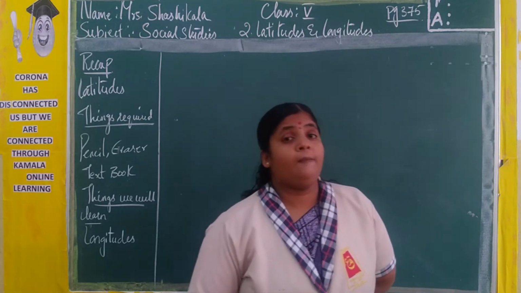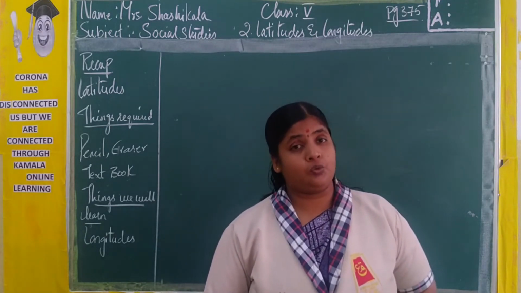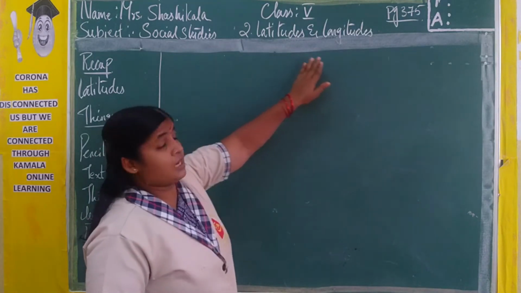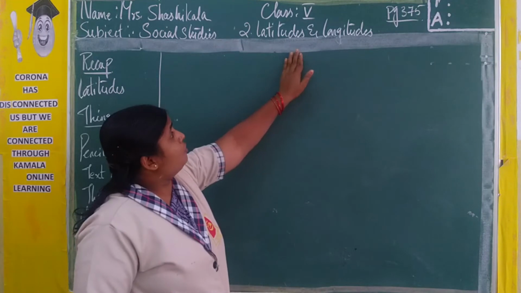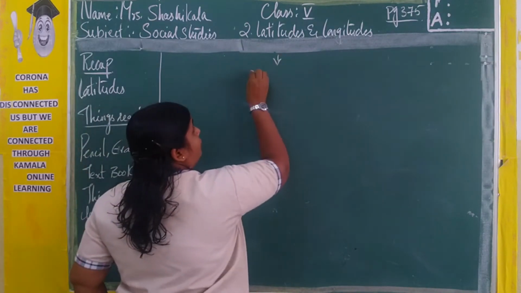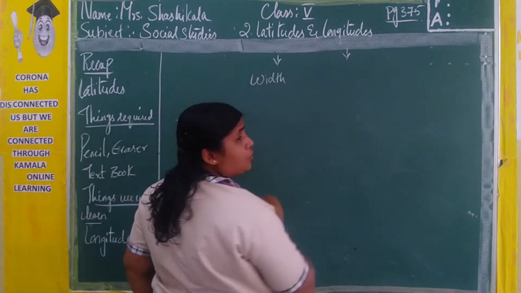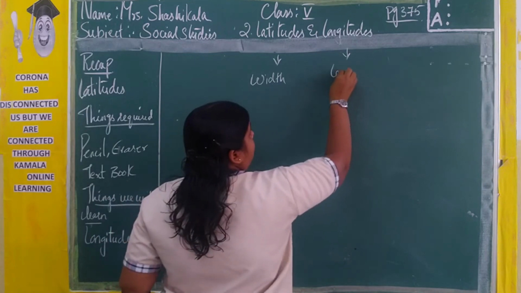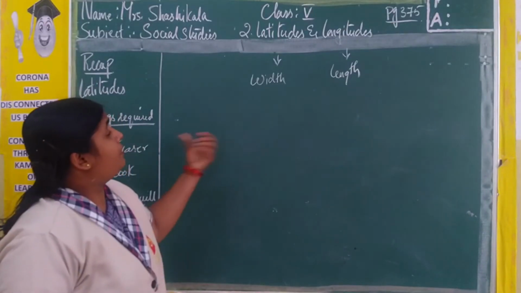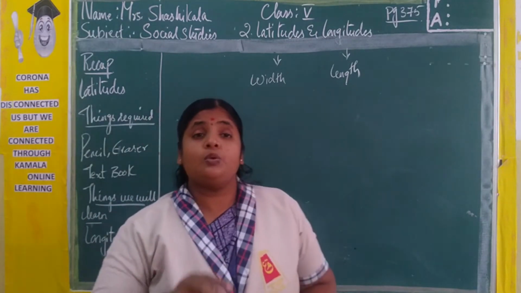Now, coming to the topic, yesterday in the previous class we discussed the latitudes. Right? That is a part of our second lesson, where we discussed latitudes and longitudes. Now, among these two, the latitudes say about the width. Just a recap of the lesson. And the longitudes say about the length.